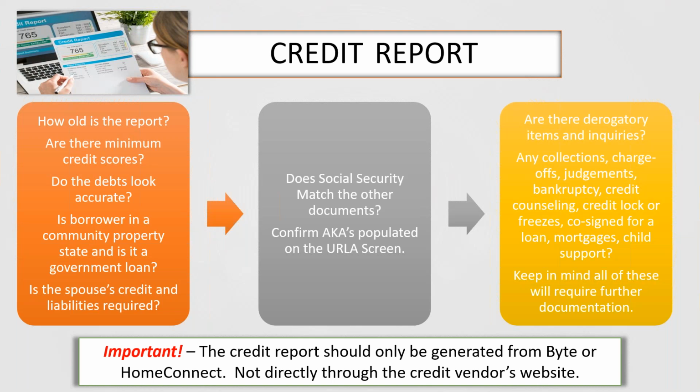Has the borrower co-signed for a loan or a mortgage? If yes, then you will need to provide 12-month payment history. Child support, borrower will need to provide documentation.